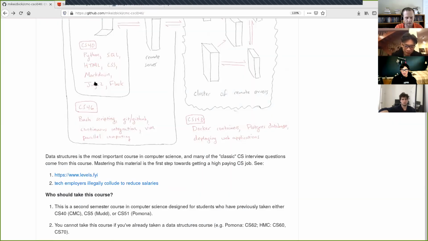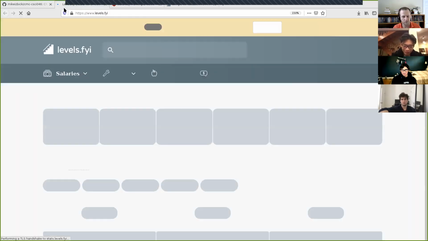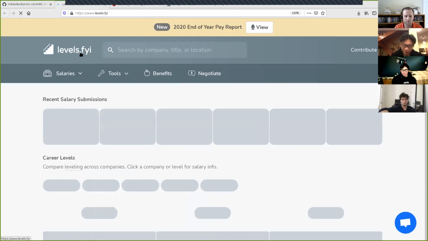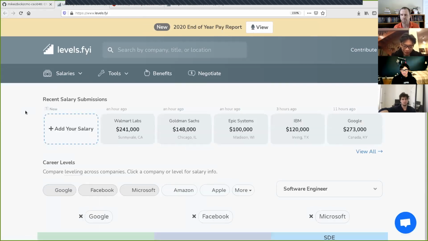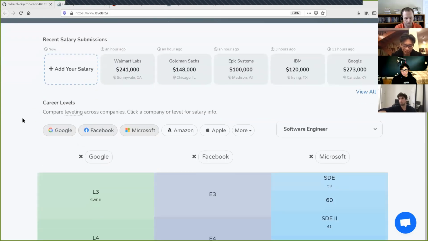So one of the things that I like to do on all my computer science courses is explain or show you how much money you can make if you choose to make this a career. This levels.fyi site is probably one of the most popular sites for computer engineers, data scientists, all of these sort of technical roles to share salary information with each other.